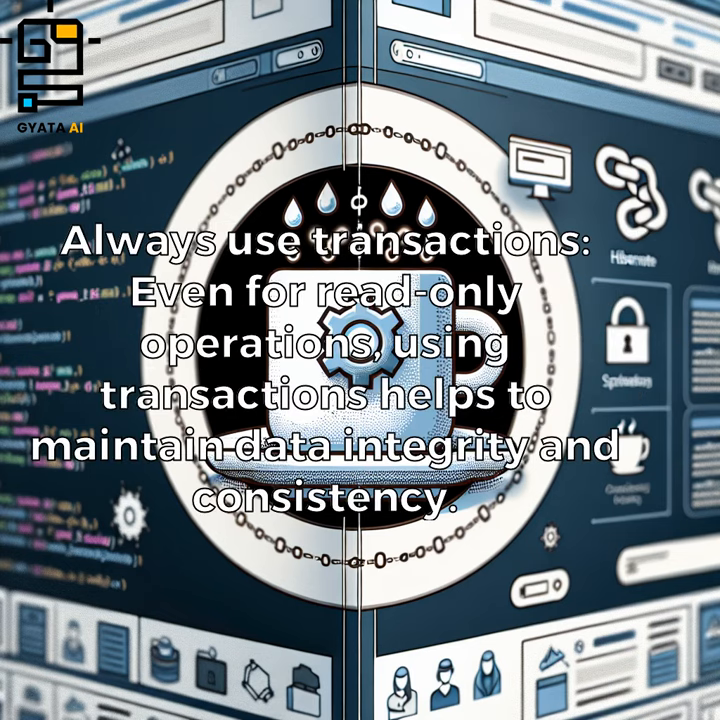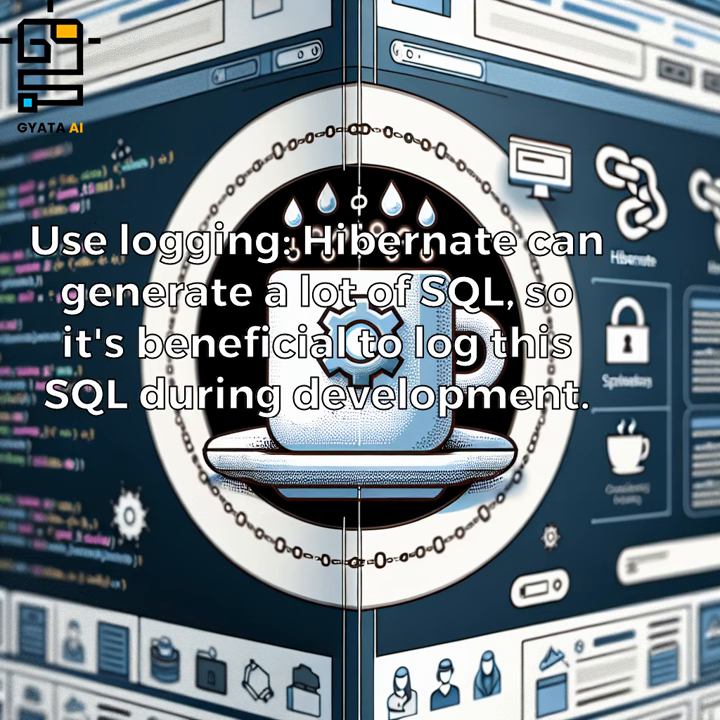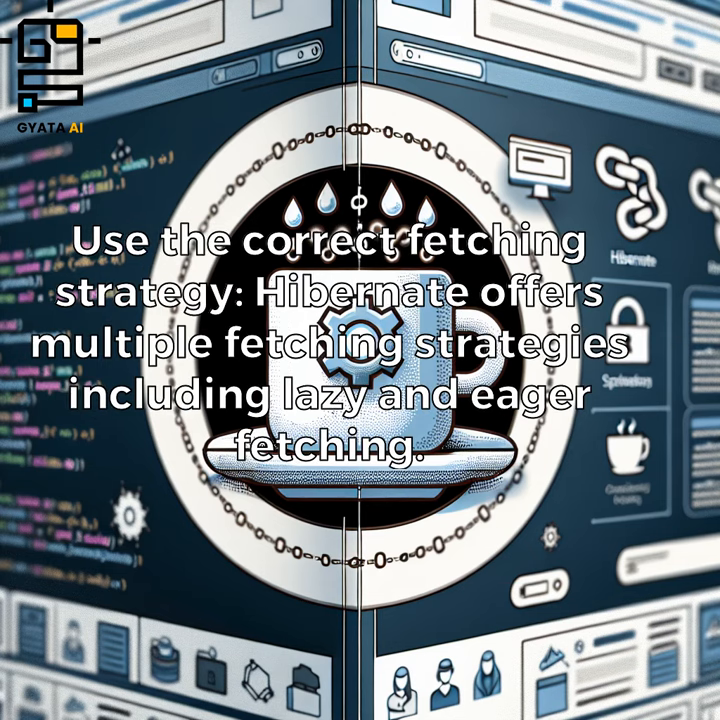Tips and tricks. Always use transactions. Even for read-only operations, using transactions helps to maintain data integrity and consistency. Use logging. Hibernate can generate a lot of SQL, so it's beneficial to log this SQL during development. Use the correct fetching strategy. Hibernate offers multiple fetching strategies, including lazy and eager fetching.